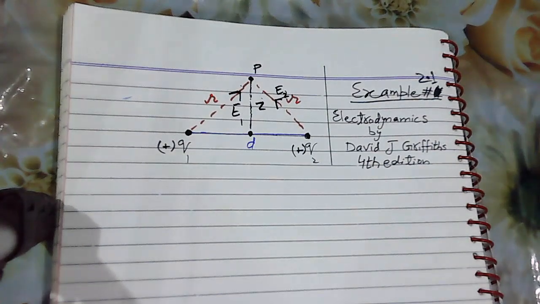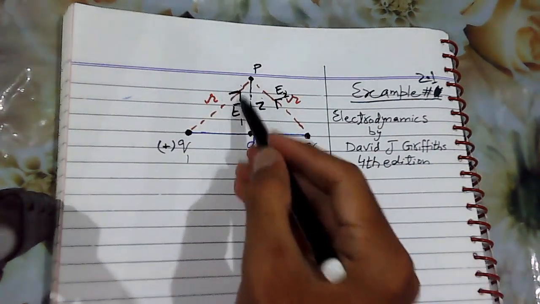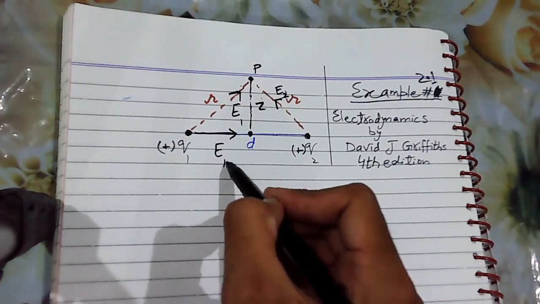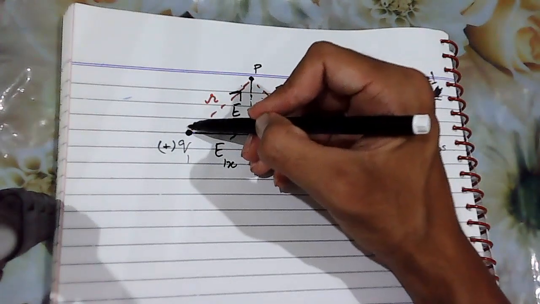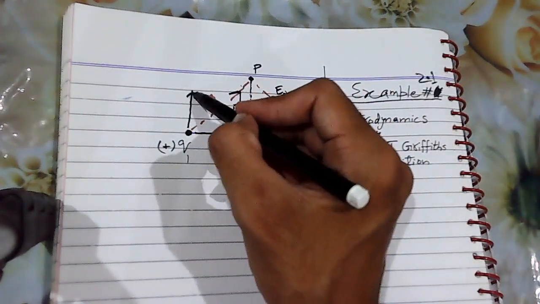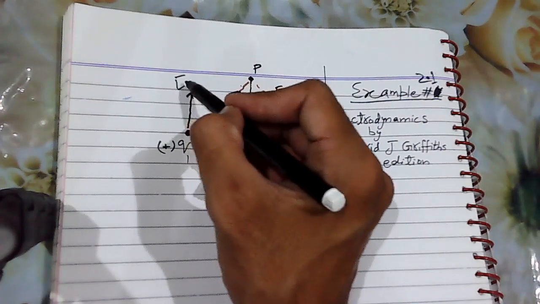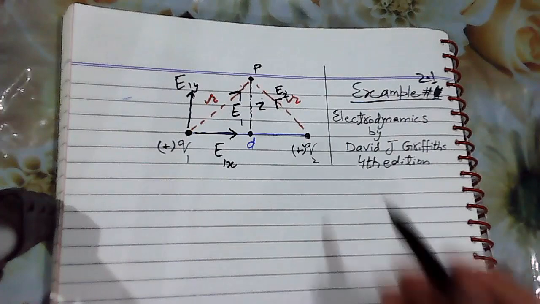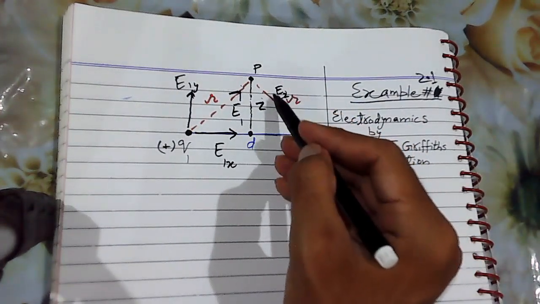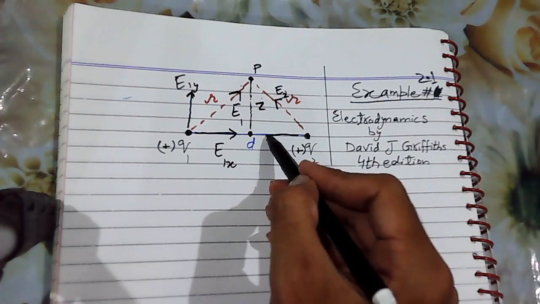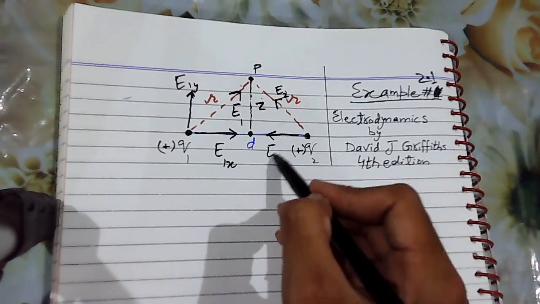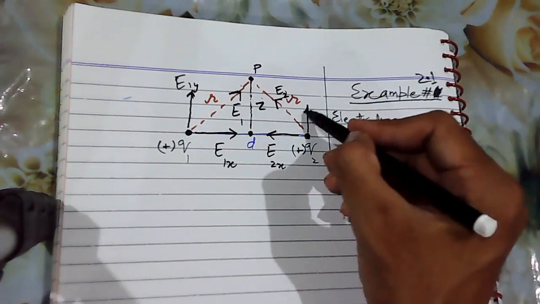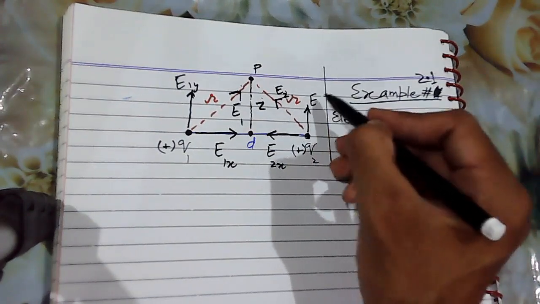Now, if we resolve both of these two vectors, E1 and E2, into their components, the x component of the E1 vector will be in this direction and will be named as E1x, and the other component will be directly upward and will be named as E1y because it is in the y direction. Now, if we resolve the E2 vector, the x component of E2 will be in this direction and named as E2x, and its y component will be directly upward and will be named as E2y.